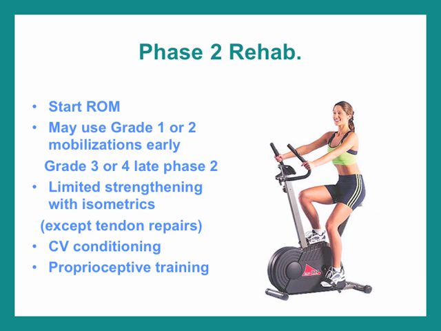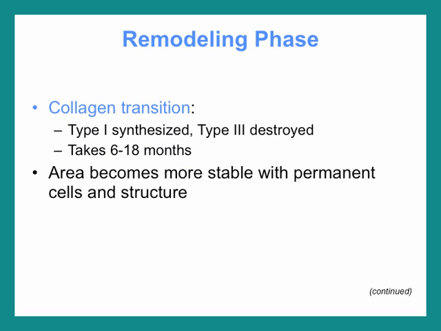Cardiovascular conditioning should be well on its way, and proprioceptive training is going to begin as well. Phase 3 is the remodeling phase. This is our last phase where we see collagen transition having taken place. The type 1 is synthesized. The type 3 collagen has all been destroyed. This could take as long as 6 to 18 months. It's not a quick process.